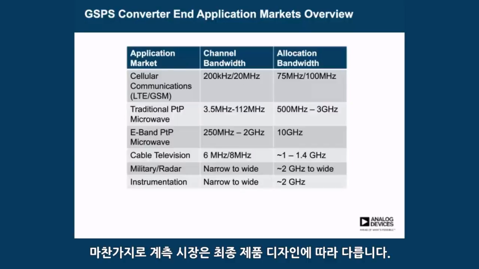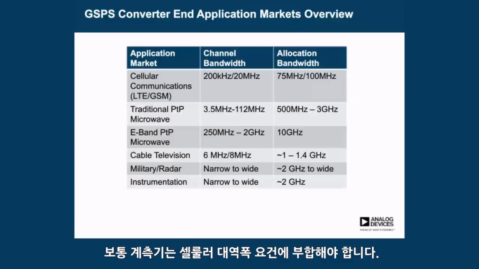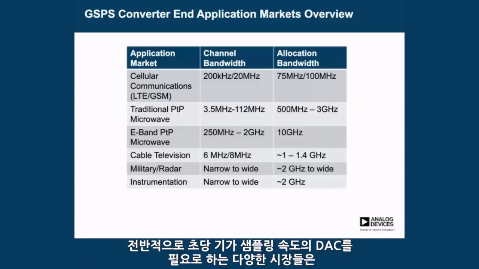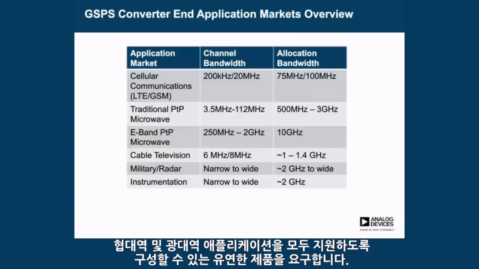Similarly, the instrumentation market also varies depending on the end product design. Often, the instrumentation needs to follow along with the cellular bandwidth requirements, as they often are driven by test equipment demands for things like 5G test beds and other cellular protocol testing. Overall, the variety of markets that these gigasamples per second DACs can serve require the products to be flexible in how they can be configured to support both narrowband and wideband applications.